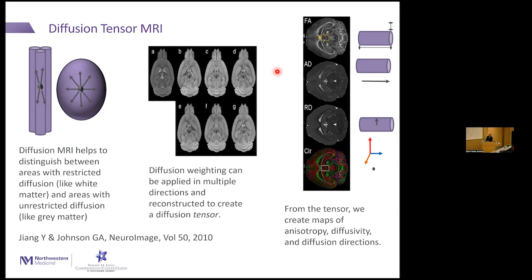What you can get out of the DTI is fractional anisotropy, which is this FA here, axial diffusivity and radial diffusivity. And this color map here is where each voxel is color coded with the direction that the tensor is going. So things that are the same color are going the same direction.